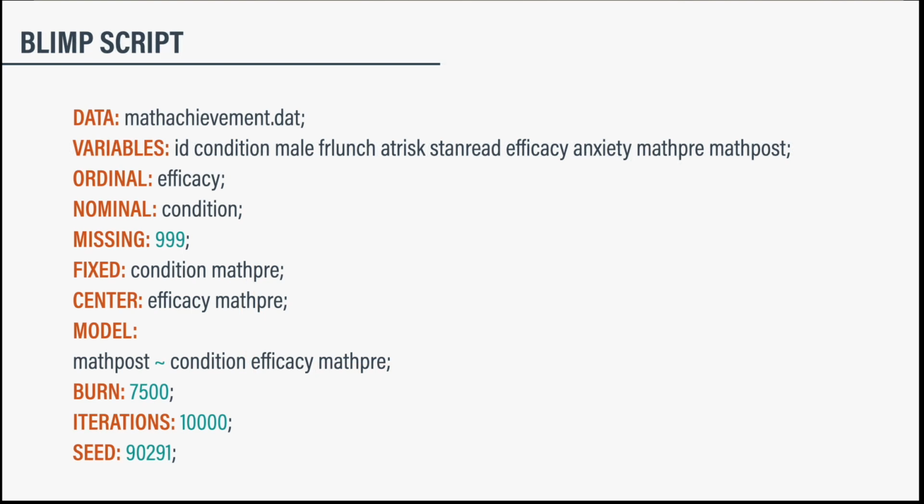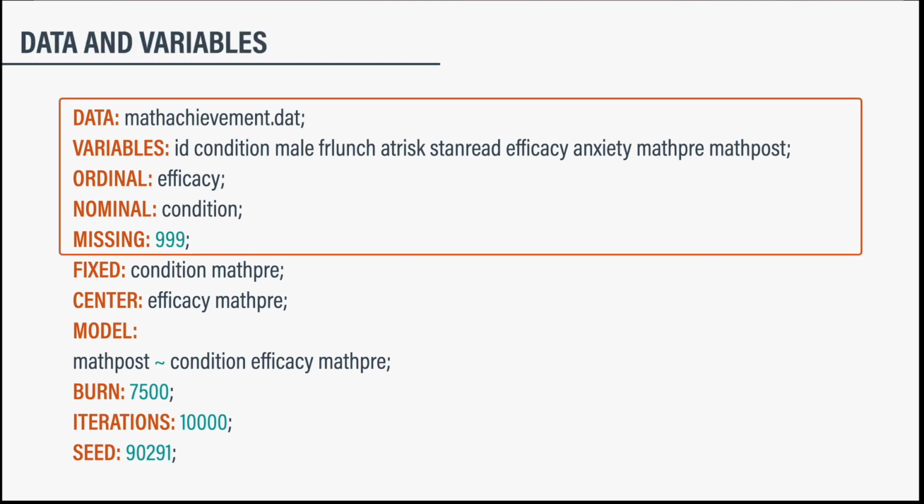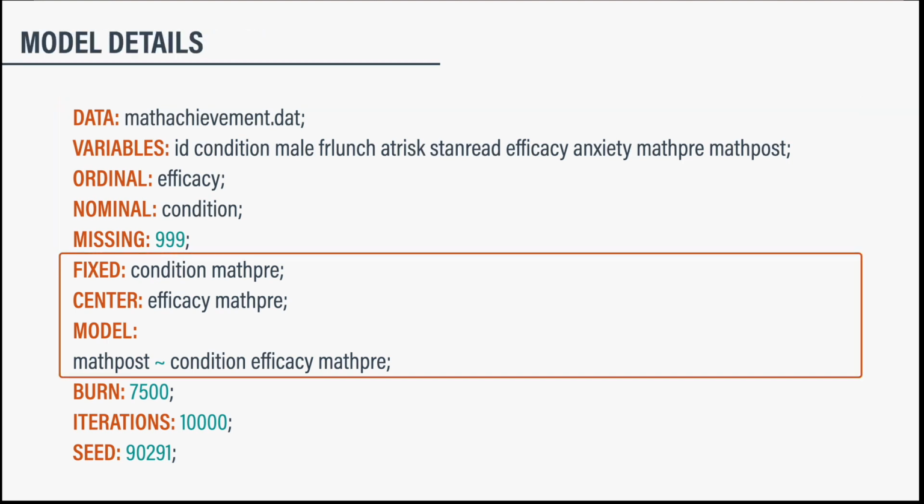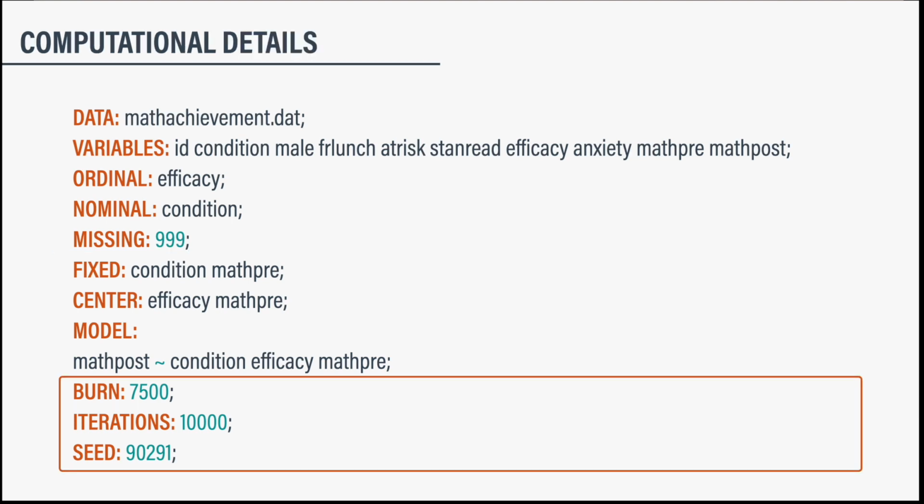A typical Blimp script consists of commands ending in a colon and keywords and subcommands that end in semicolons. I use a mixture of caps and lowercase to differentiate commands here, but Blimp isn't case sensitive. The color coding also mimics what you'll see in the Blimp Studio interface. Roughly speaking, a Blimp script consists of three sections. The first section describes the data and variables. The second section describes details about the fitted models. And the final section specifies computational details.